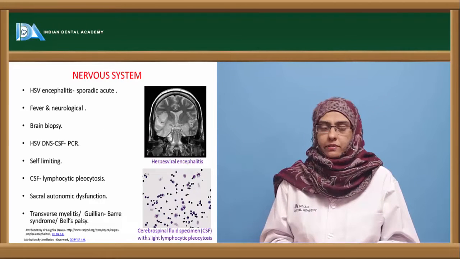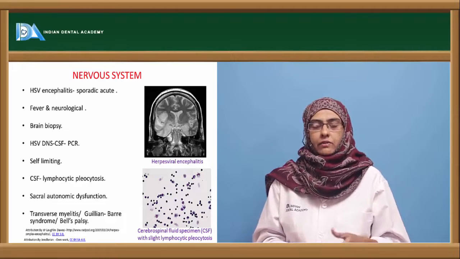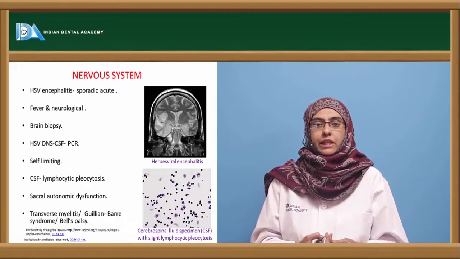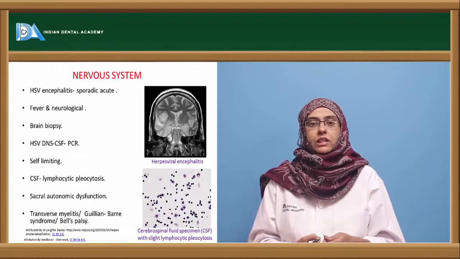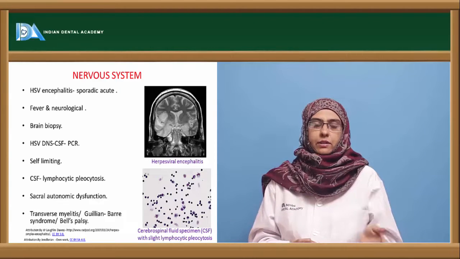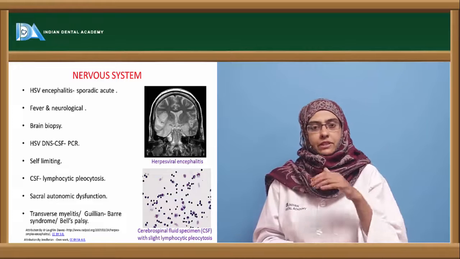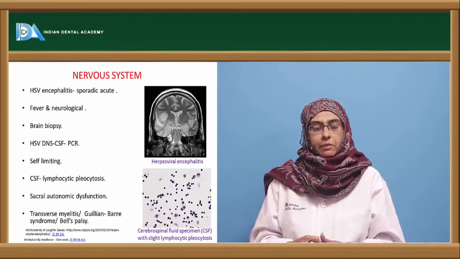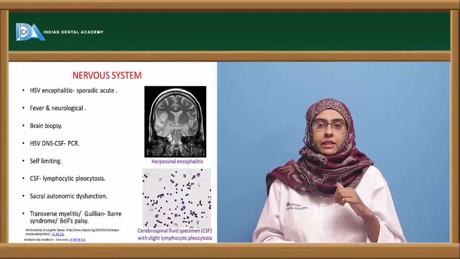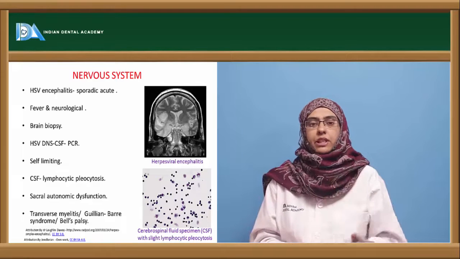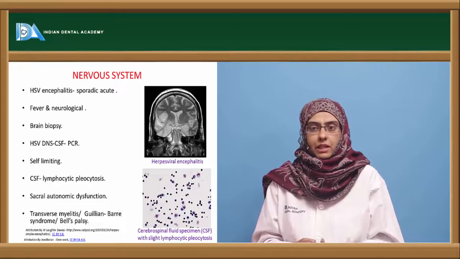Next is the nervous system. The next target of the organism can be the nervous system. Mostly it helps in the reactivation of the infection, and it causes herpes simplex virus encephalitis, which is again a very uncommon disease, but it is a sporadic and acute viral infection, and the acute symptoms associated with this infection are fever and malaise.